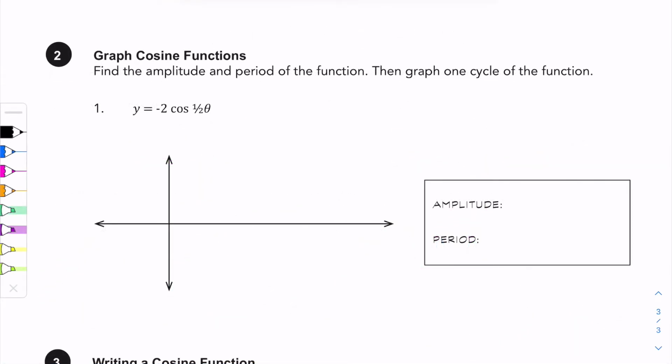Next, we need to graph a cosine function. Today, we're just going to go over one of these. Once you go over one of them, they should all be very similar. So we need to start by finding our amplitude and period, and then we will graph the function.